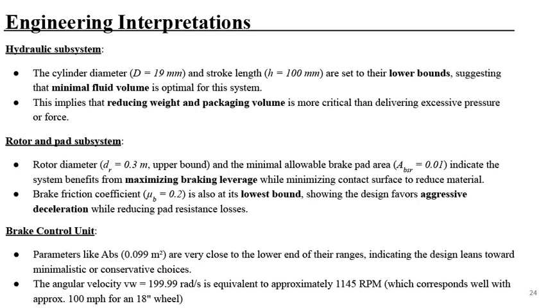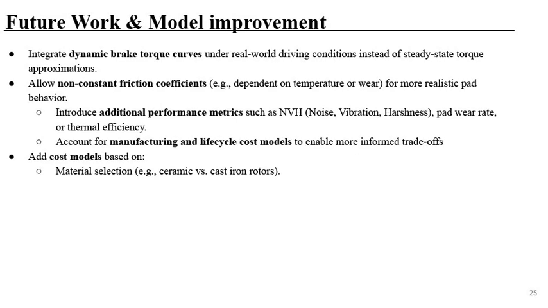Moving on to engineering interpretations of our optimization project, similar values were obtained for cylinder diameter and stroke length in the hydraulic subsystem, suggesting that minimal fluid volume is optimal for the system. Hence, weight reduction is also considered as critical. As for the rotors and pads, the lower bound of the brake pad emerges as the optimal value, indicating the maximum brake leverage usage. Our future work and model improvements include integrating dynamic brake torque curves for real-world driving conditions, allowing the use of non-constant friction values and utilizing cost models based on material selection, as well as more realistic manufacturing schemes. Thank you.